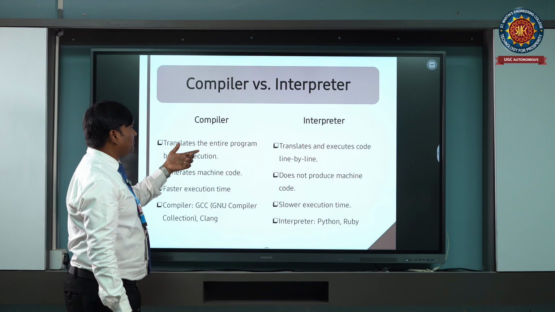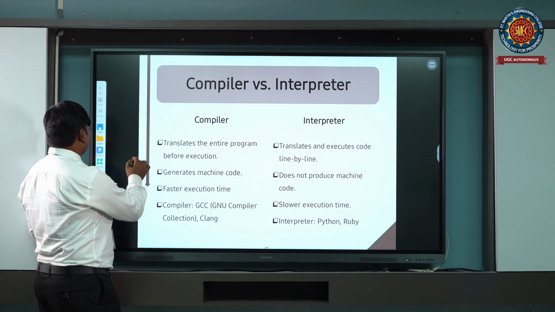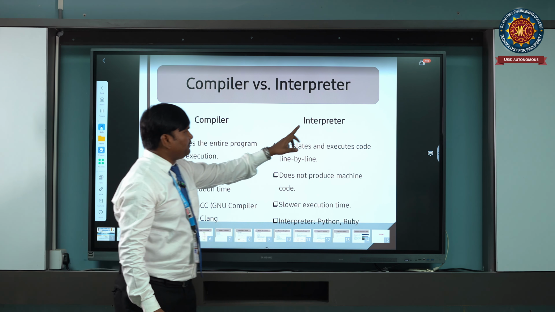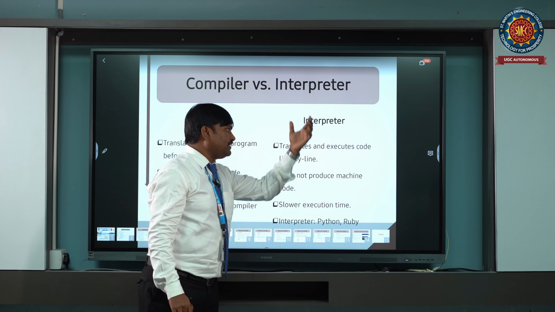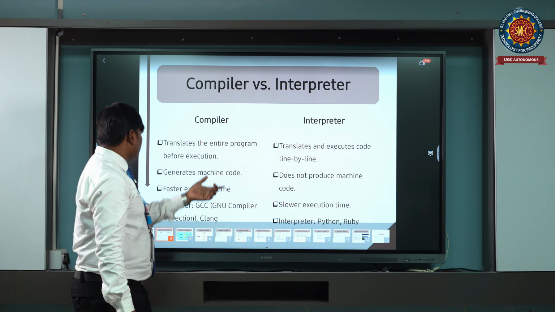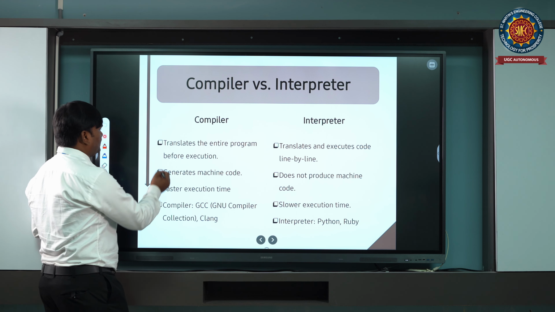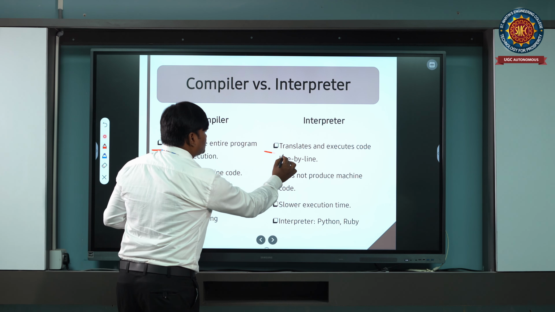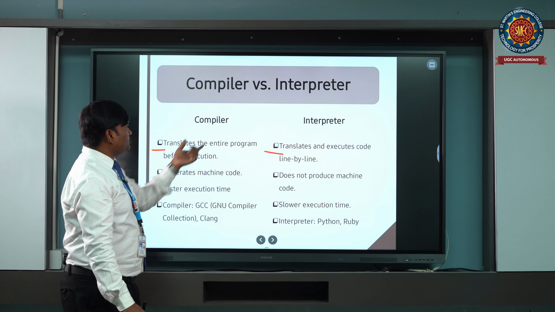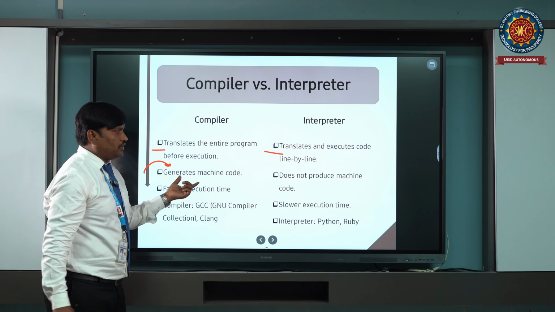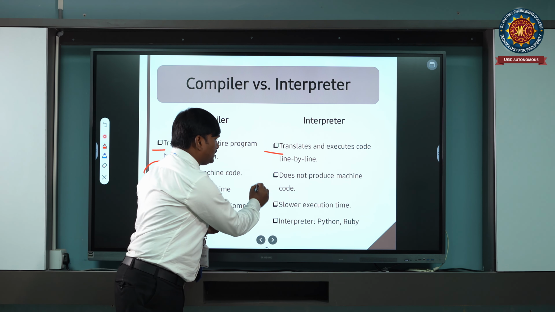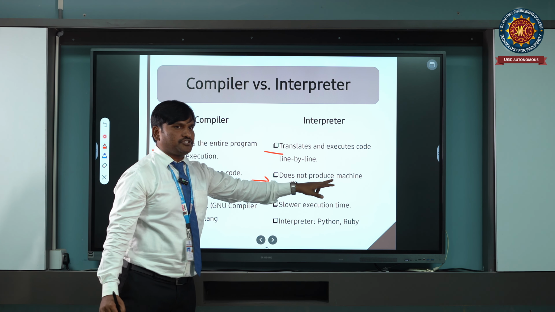So that is called the compiler. Whenever you go for the interpreter, the interpreter translates and executes the complete code line by line only. Now this is one small difference between the compiler and the interpreter. A compiler automatically generates the machine code only, whereas an interpreter never produces any machine code.